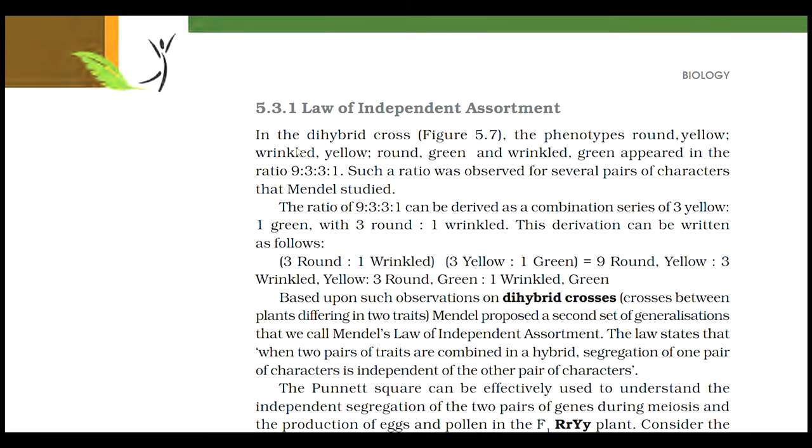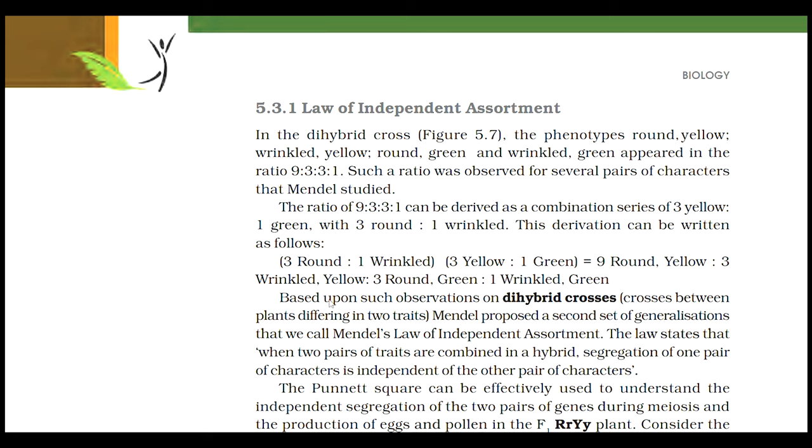In the dihybrid cross, which is given in figure 5.7, the phenotypes round yellow, round green, wrinkled yellow and wrinkled green appeared in the ratio 9:3:3:1. Such a ratio was observed for several pairs of characters that Mendel studied. The ratio of 9:3:3:1 can be derived as a combination series of 3 yellow : 1 green with 3 round : 1 wrinkled. This derivation can be written as follows: 3 round : 1 wrinkled, 3 yellow : 1 green equals 9 round yellow : 3 wrinkled yellow : 3 round green : 1 wrinkled green.